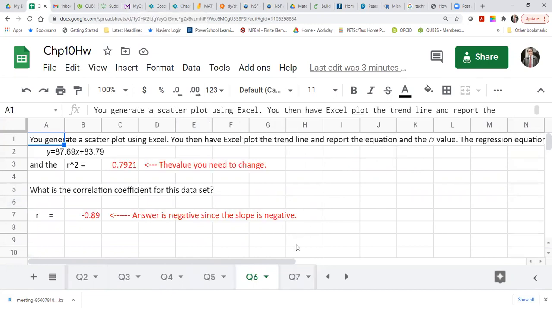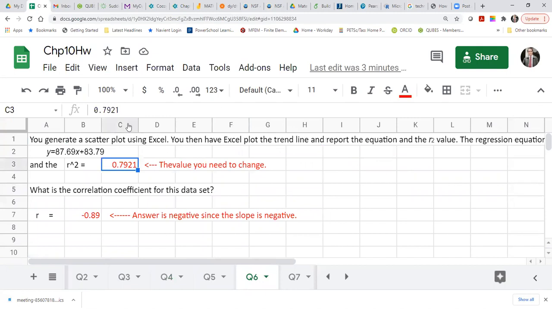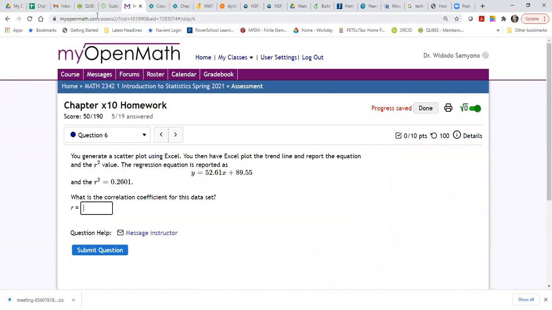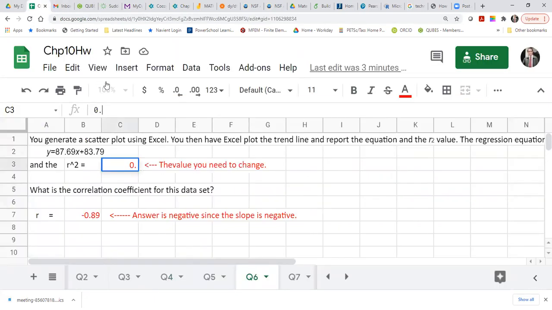I think we know number 6, right? So we need to put the R here. I mean the R squared is equal to 0.2601. 0.2601. Okay, enter. And because the gradient is positive, this one should be positive. So that answer is 0.51.